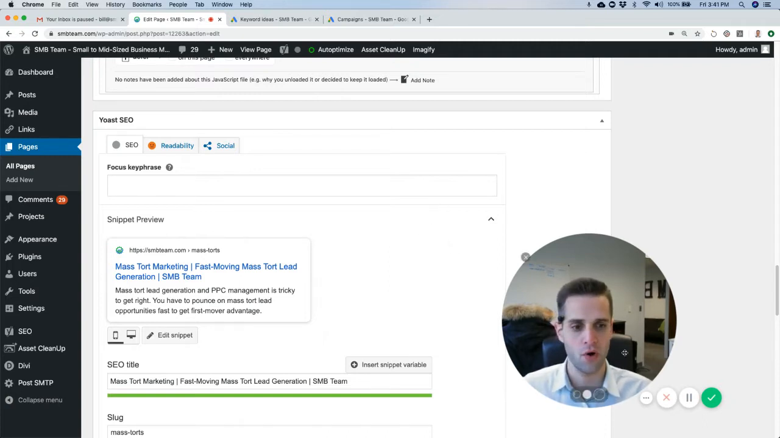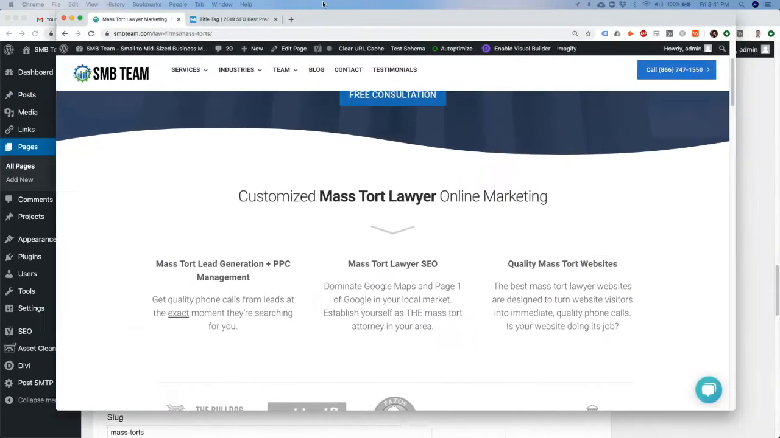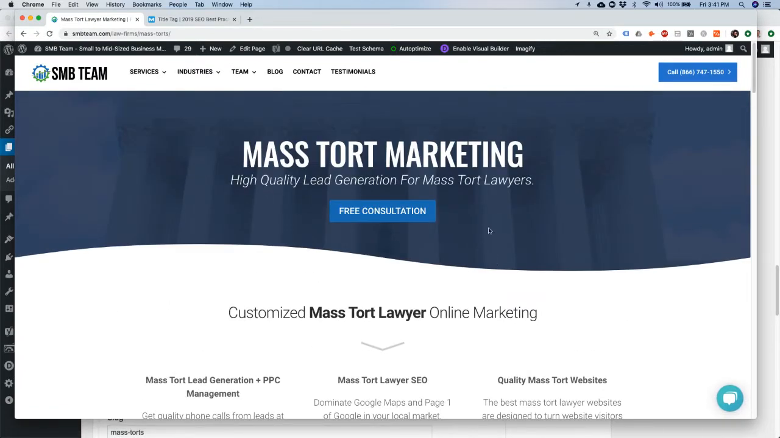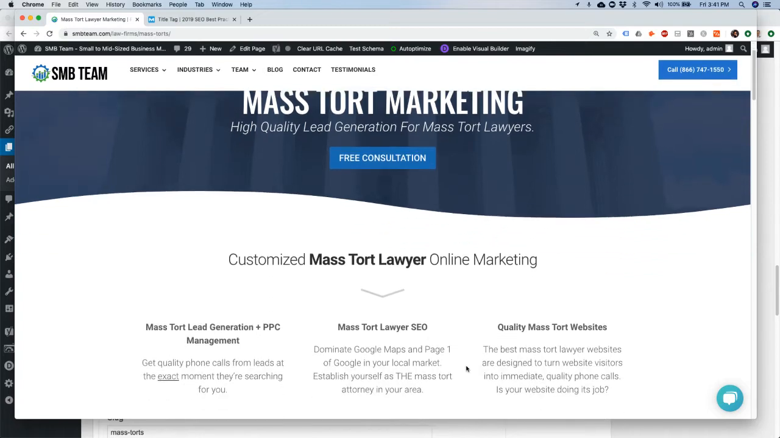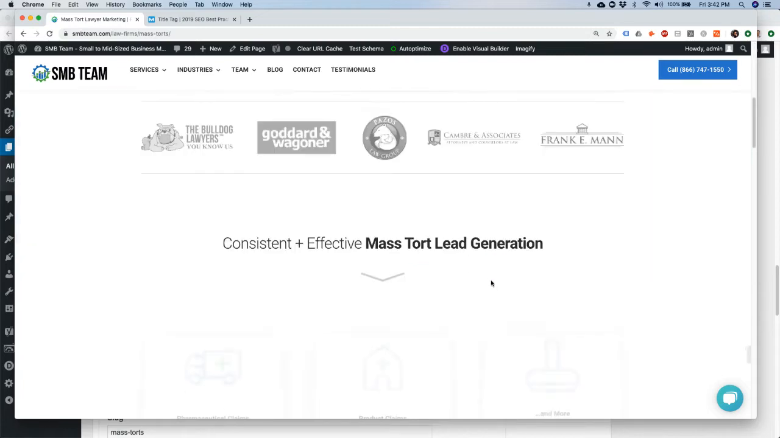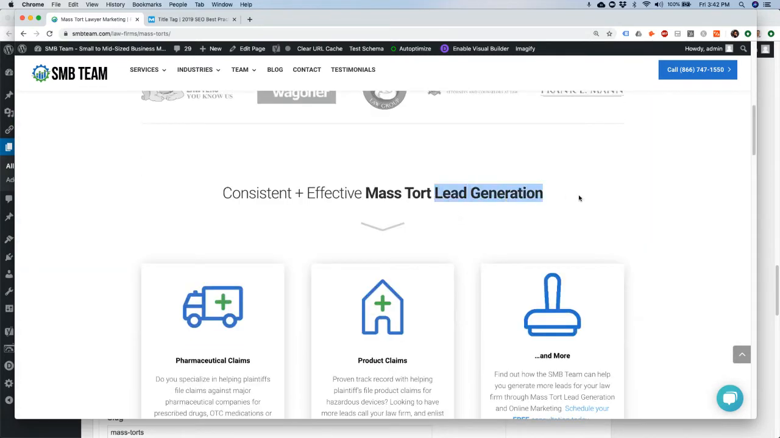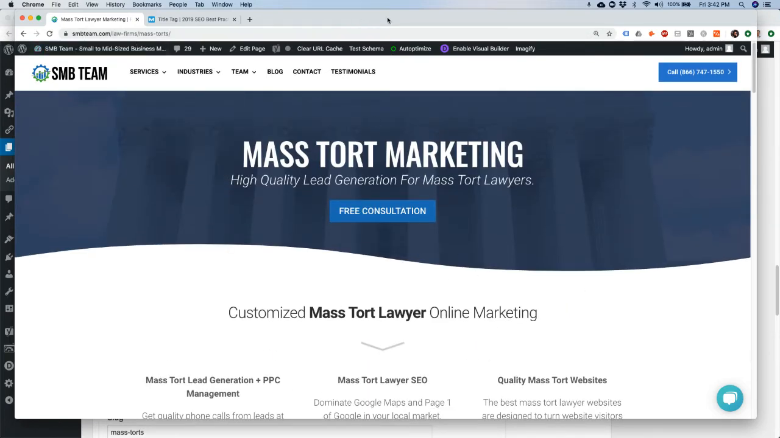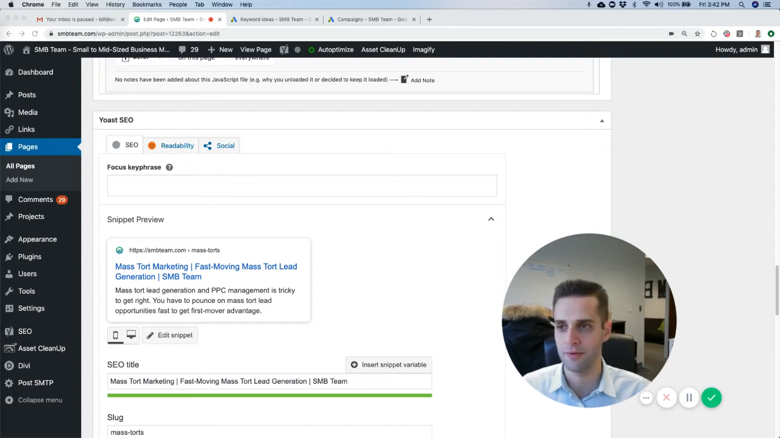First things first is we're always looking for data before we make any big decisions as to what we're going to put in our meta titles and descriptions. So here is the page we are marketing. Okay, so this is our mass tort marketing page. And the primary focus of the page is mass tort lawyer marketing, effective mass tort lead generation. So those are the general keywords that we're going after with the page that we will be doing the title tags and description tags for.